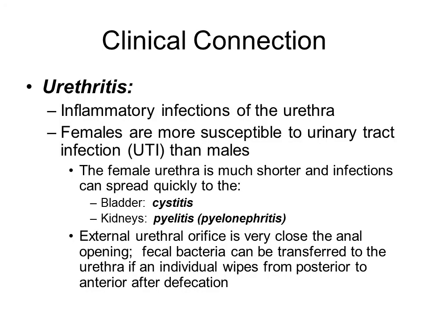Once again, anything ending with itis is inflammation. So urethritis is inflammation of the urethra. This is much more common in females than in males. And the reason for that is because in the female, the urethra is much shorter than in males. So it's easier for them to contract urinary tract infections. Cystitis is inflammation of the bladder, and pyelonephritis is inflammation of the kidneys.